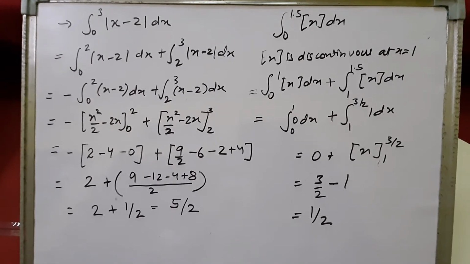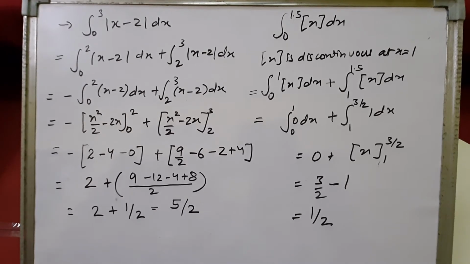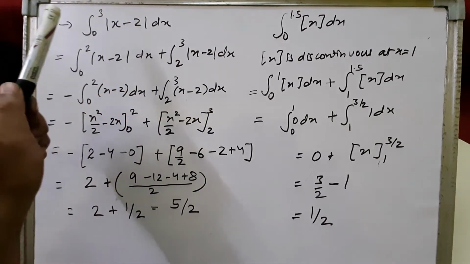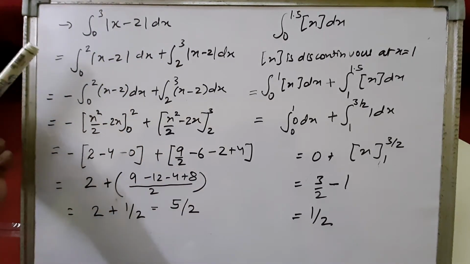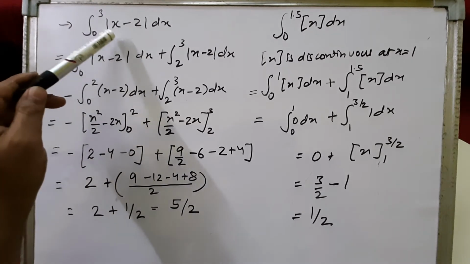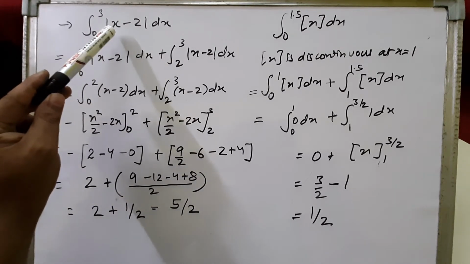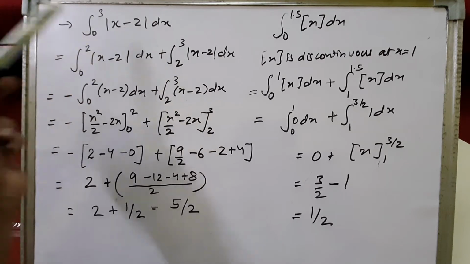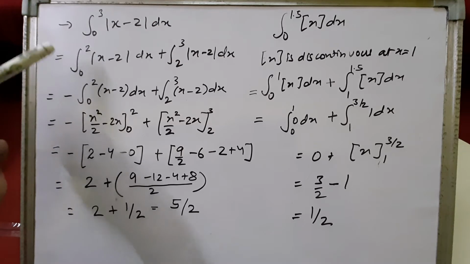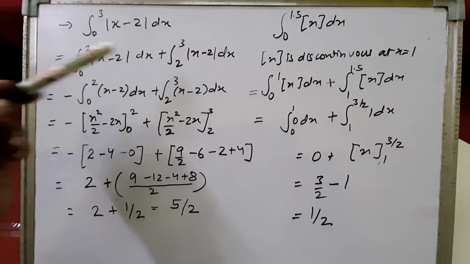Okay children, let's see a few sums so that we can understand the topic more clearly. Now here it is given in this sum, integration of 0 to 3 mod of x minus 2 dx. Now children, we know that when x is less than 2, the value of x minus 2 will be negative, and when x is greater than 2, it will be positive, and at 2 the mod of x minus 2 will be 0. So by using the property we have written integration of 0 to 2 mod of x minus 2 dx plus integration of 2 to 3 mod of x minus 2 dx.